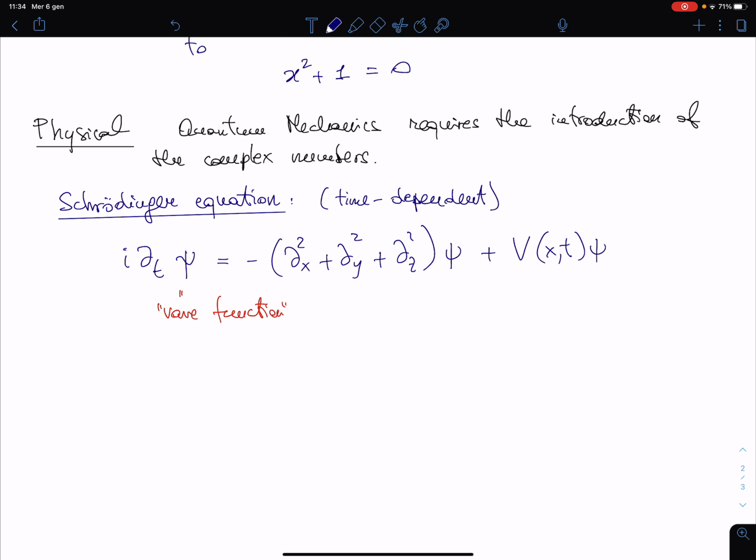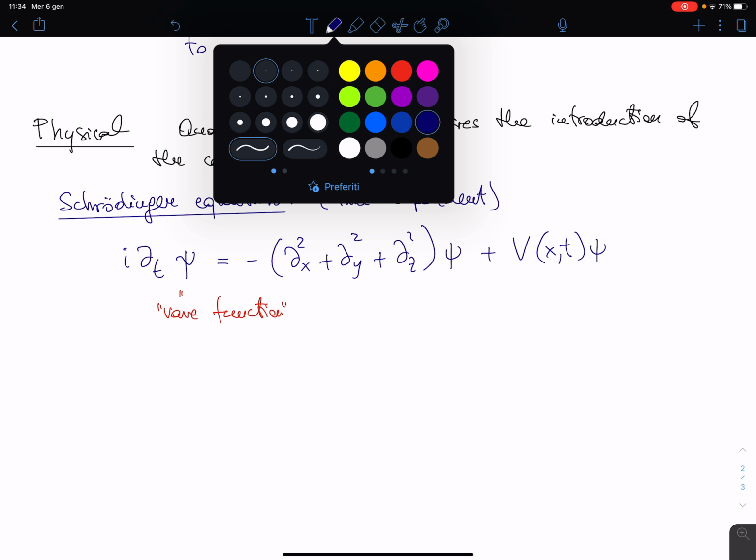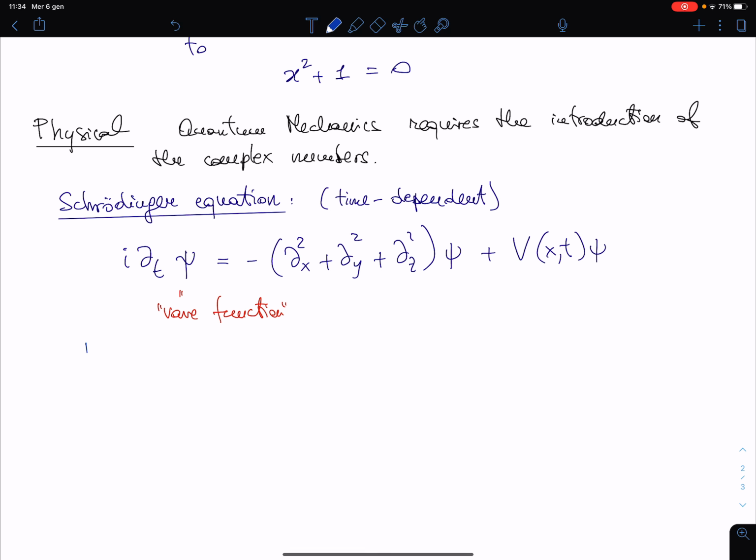All of those here in this Schrödinger equation are new symbols for you, but it is quite easy to understand. So psi of x, y, z, t. This is called the wave function of the system, of the physical system you are considering, which is a quantum mechanical system.